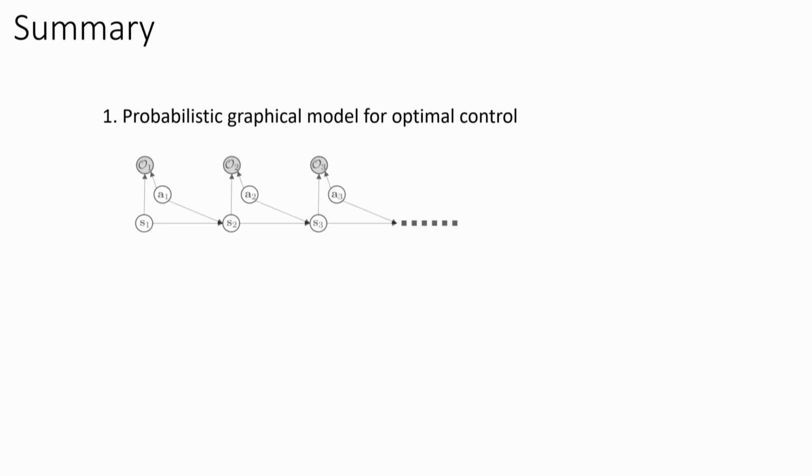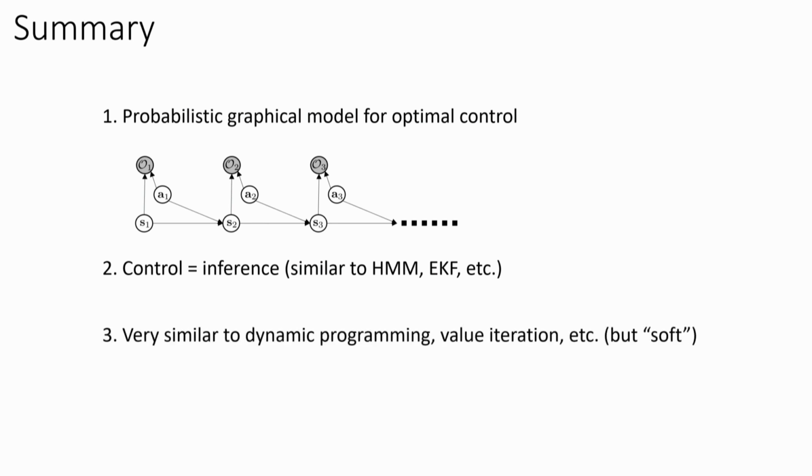All right, so to summarize, I talked about a probabilistic graphical model for optimal control. That's this model. How you can frame control as inference, which looks a lot like hidden Markov models, extended Kalman filters, and so on. And you end up with a very similar backward recursion as dynamic programming or value iteration, but now with these softmaxes.